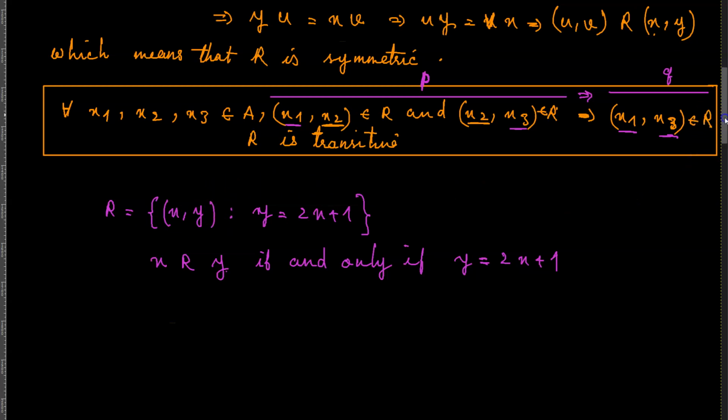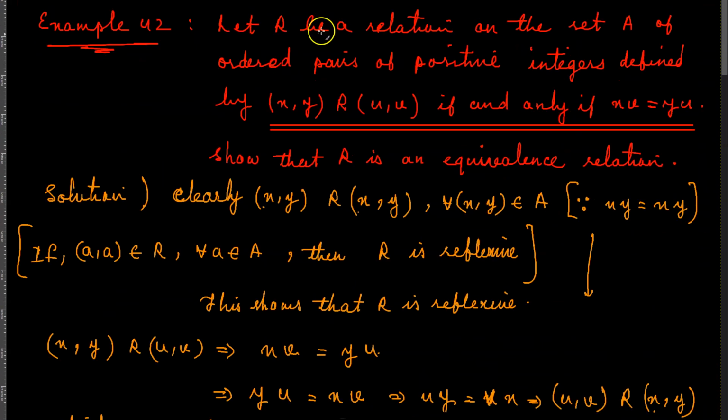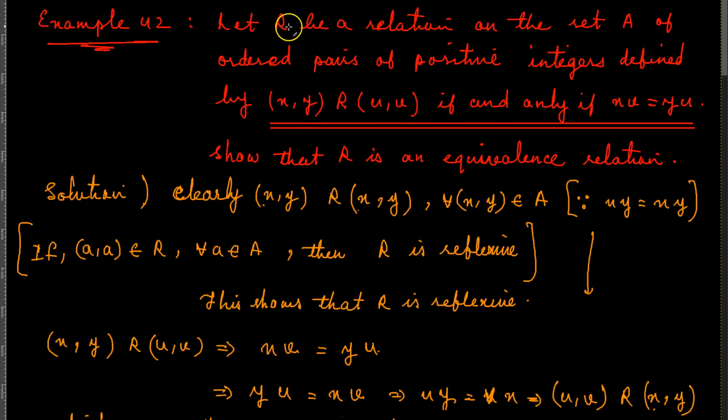Now over here, what we have is that R is a relation on the set A, and the set A is these ordered pairs of positive integers, defined by (x, y) is related to (u, v) if and only if x times v is equal to y times u, right? So let me write down this thing over here.